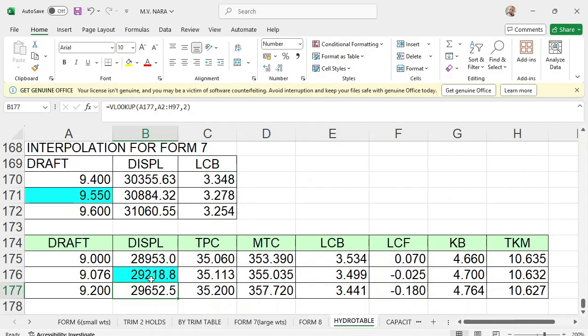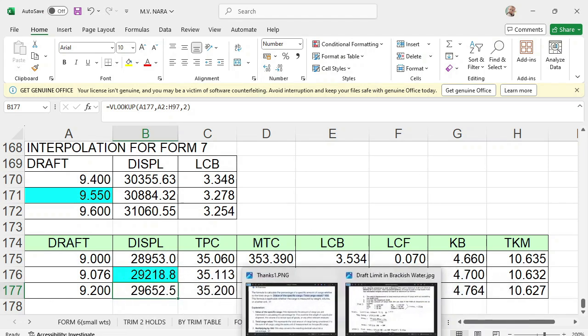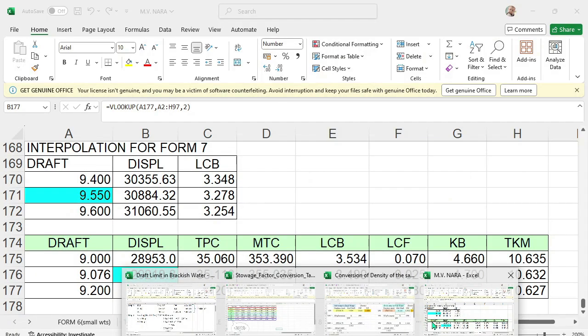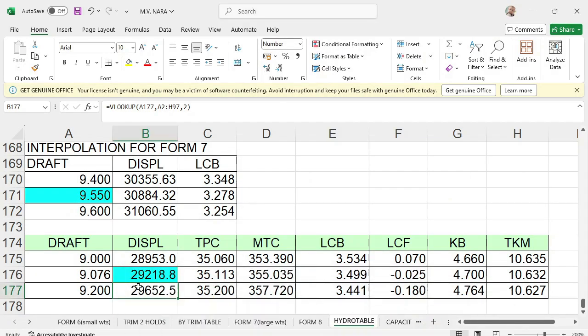Because you input the 29218.78, which is this one. You put 29218.78, then you have a drop of 9.076. This will be in salt water.